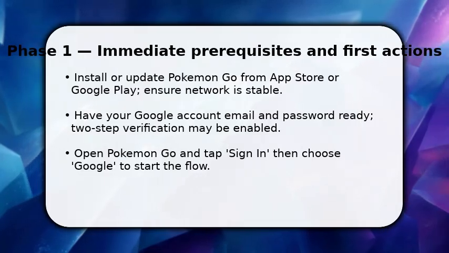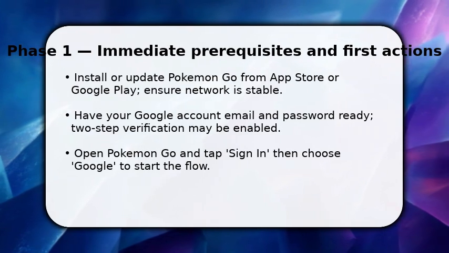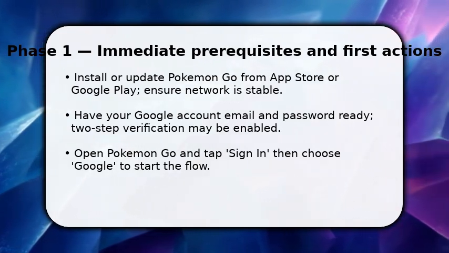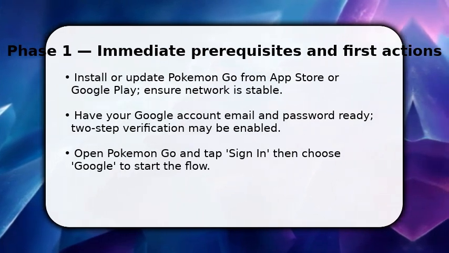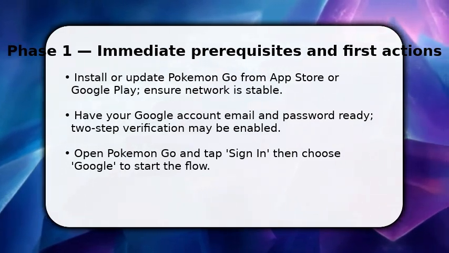You start by preparing. Make sure Pokémon Go is updated and your device has a stable Wi-Fi or cellular connection. Once done, open the app and tap Sign In. Choose Google when the option appears.